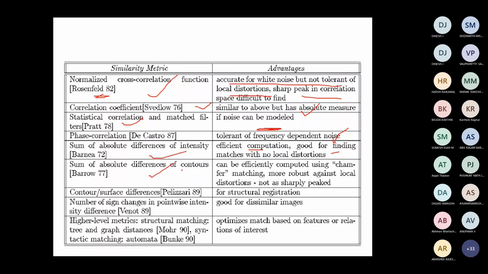And sum of absolute differences of contours can be efficiently computed using template matching, and it is more robust against local distortions. Contour or surface differences, similar to the metric, are for structural registration. The number of sign changes in point-wise density difference is good for dissimilar images. And there are higher level metrics such as structural matching, tree and graph distances, and syntactic matching, automata. For structural matching, we can use tree and graph distances, and for syntactic matching, we can use automata. The advantage is they can optimize the match based on features or relations of inputs.